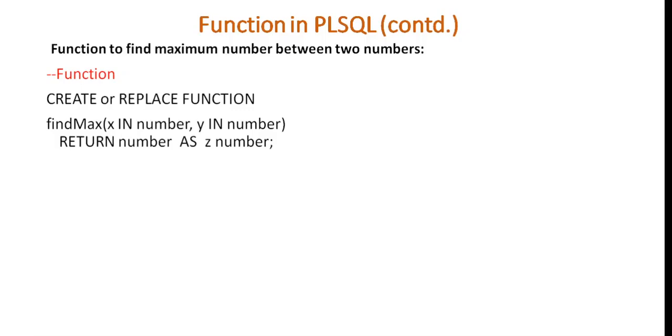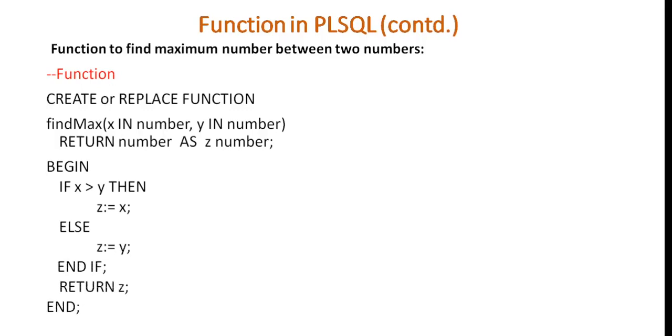In procedure, we have written x in number, y in number, z out number. Okay, we have written out keyword. But here in function, the same syntax is replaced by, instead of out, we are writing return number as z number. Okay, this is the only difference. Remaining is the same. In begin, we are checking which is the greater number. If x is greater than y, then z is equals to x. Else z is equals to y. End if. Then return z.